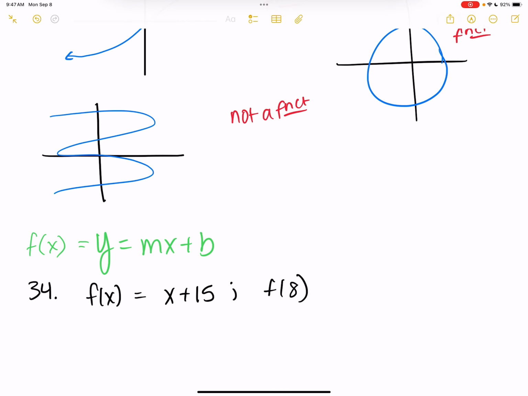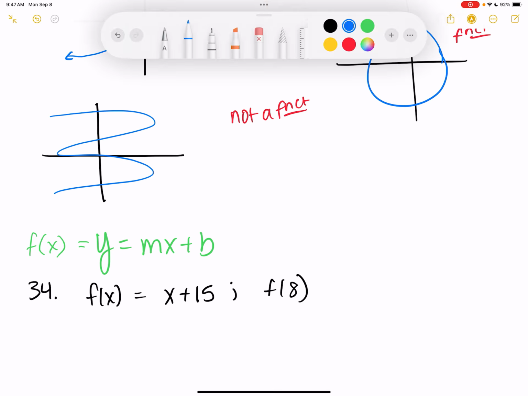Yes, it's mx plus b. Yeah, because x is by itself. It's not raised to a power, not under a radical, not in absolute value bars, nothing. Okay? So this is linear.